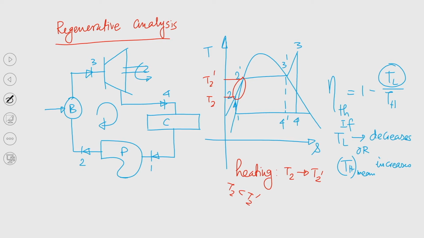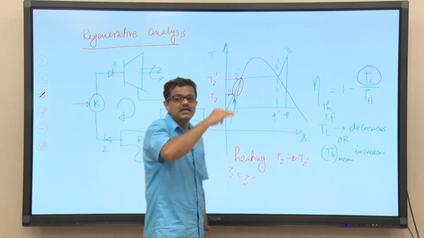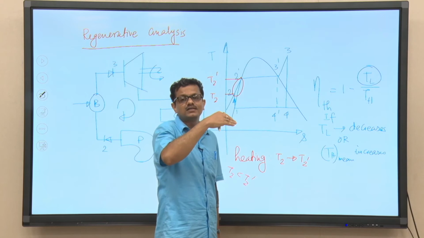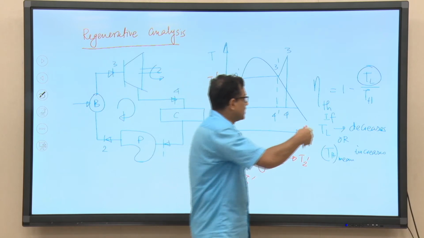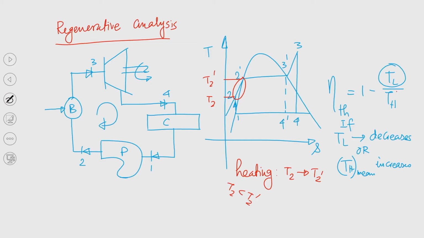If we do so, then perhaps we can increase the mean temperature of heat addition. So this is TH mean for this particular case. I did not write TH mean for the ideal Carnot cycle, but it is TH max for the ideal Carnot cycle. So, eta thermal Carnot equals 1 minus TL by TH, this is max.